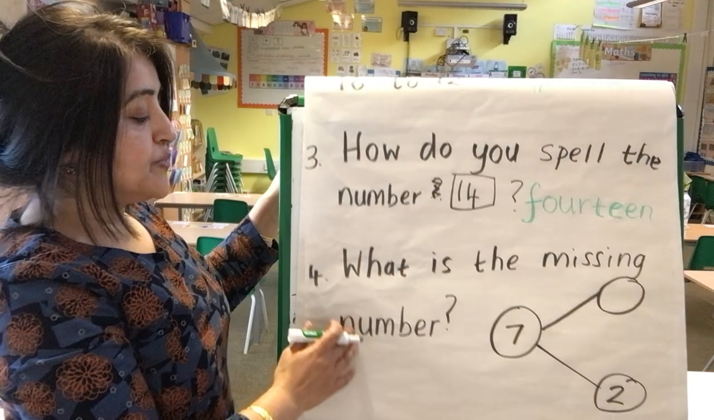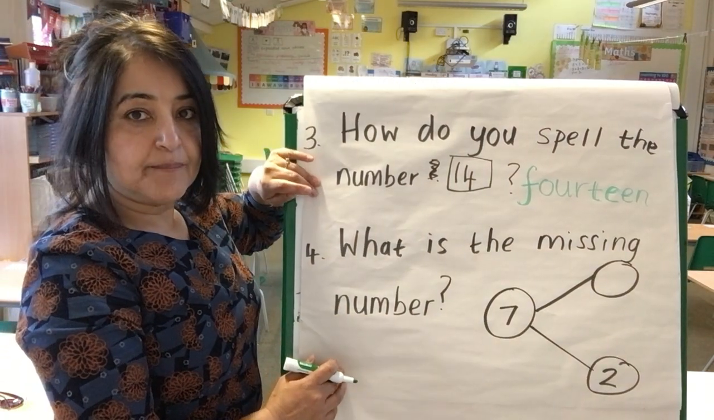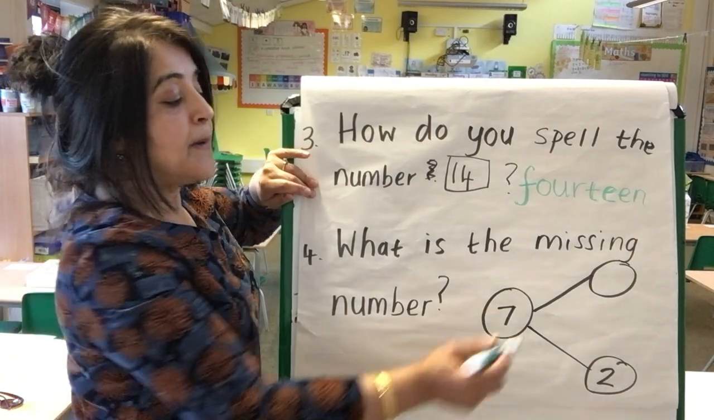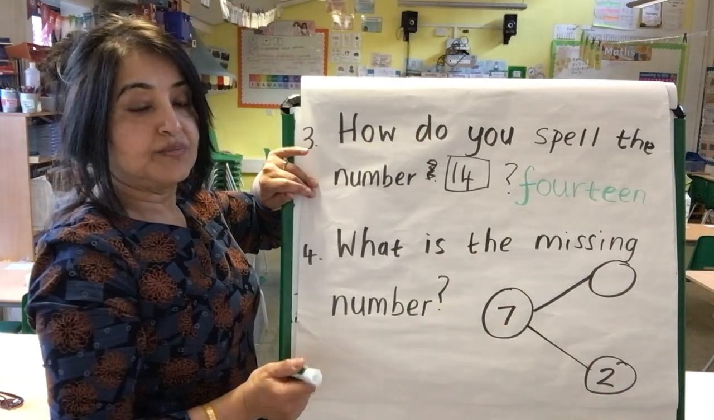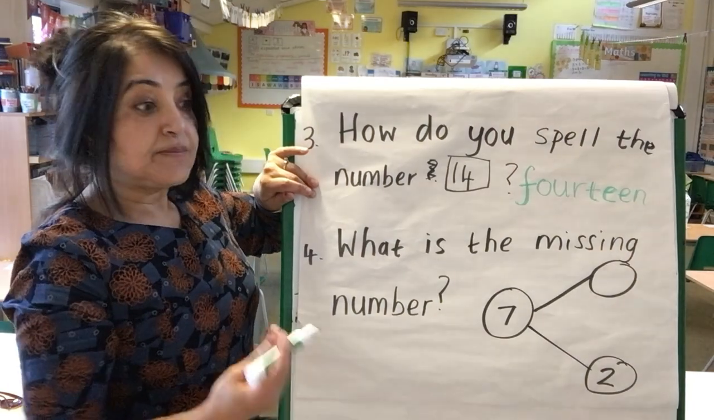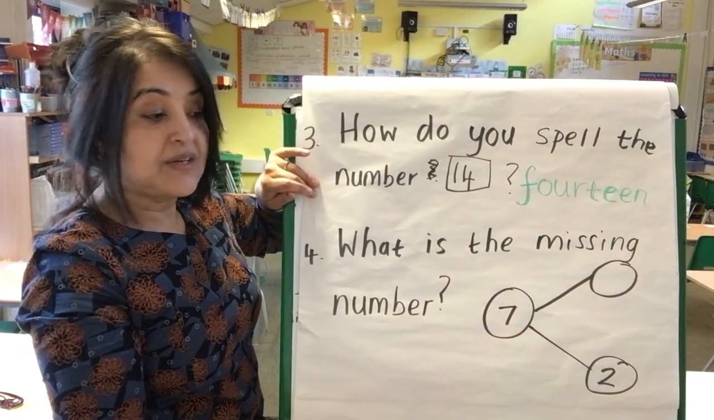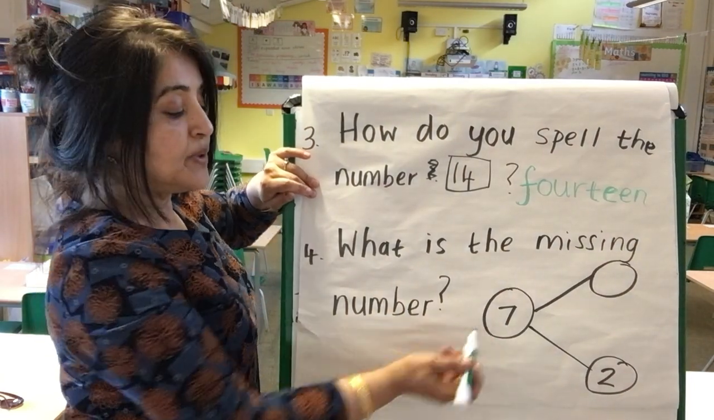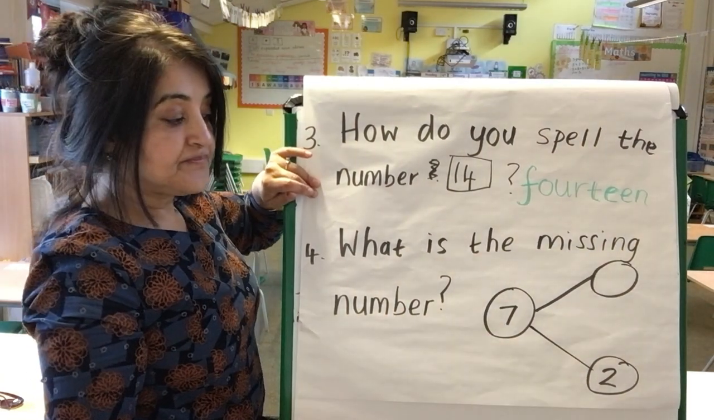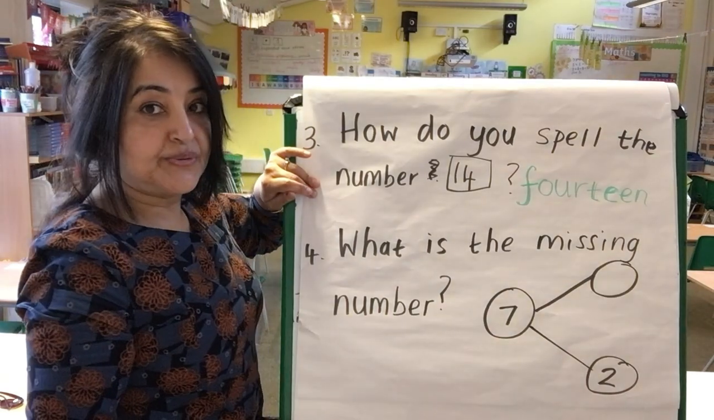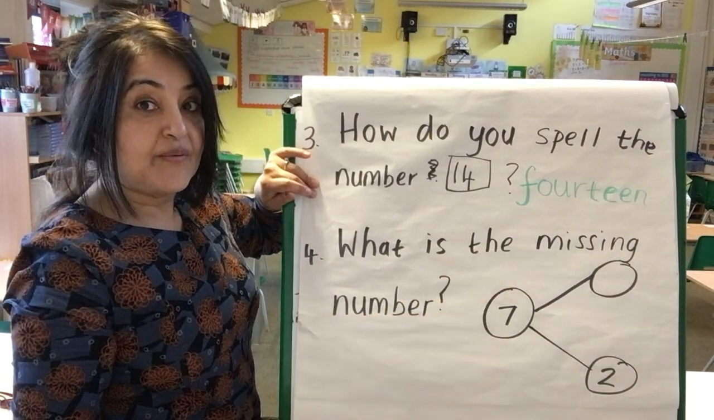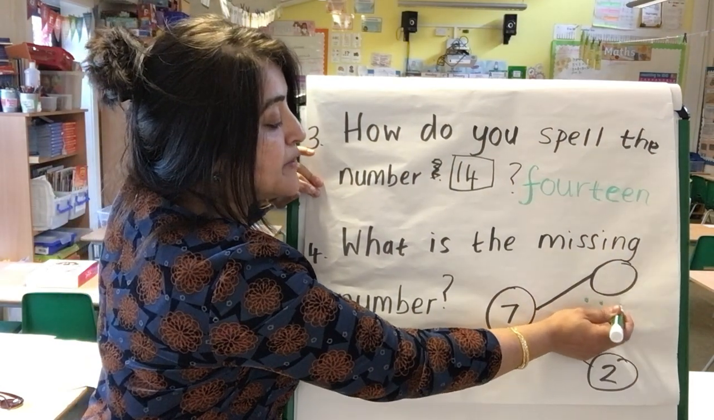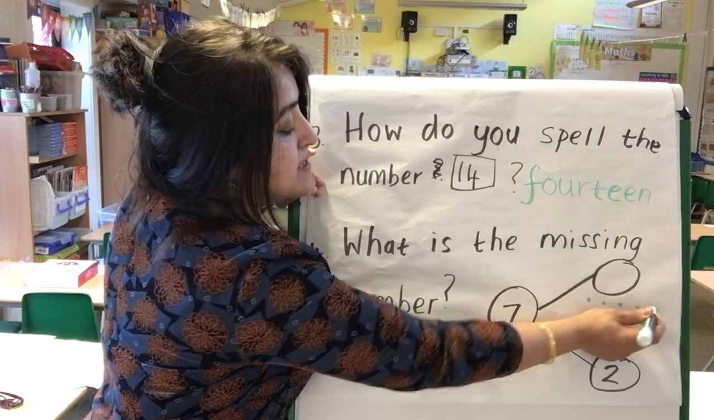And the last question was, what is the missing number? Now remember, what's this model called? It's called a part whole. You have 2 parts. Sometimes you can have more than 2 parts, children, but at the moment, we've just been looking at 2 parts and the whole. Well, if your whole is 7 and 1 part is 2, we can count on to 7, can't we? We can say 2, 3, 4, 5, 6, 7.